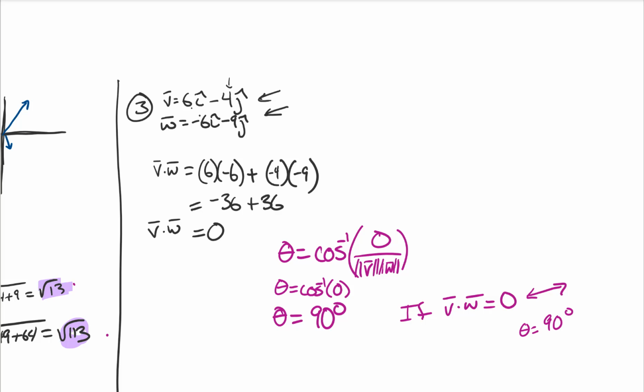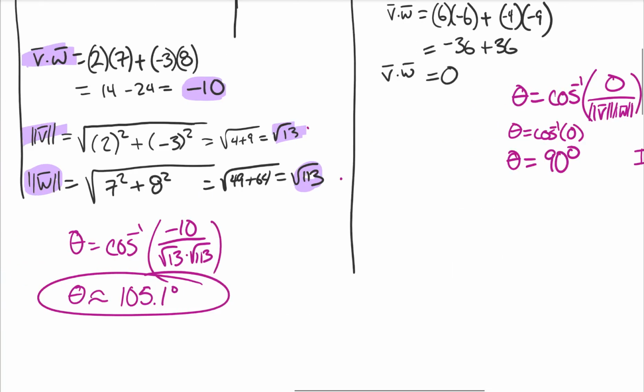And if you have a 90 degree angle, the dot product is going to equal 0 as well. If we were to actually draw this up, 6 comma negative 4, and negative 6, negative 9, it would have looked a little something like this. My drawing is not great, but it would form a right angle.